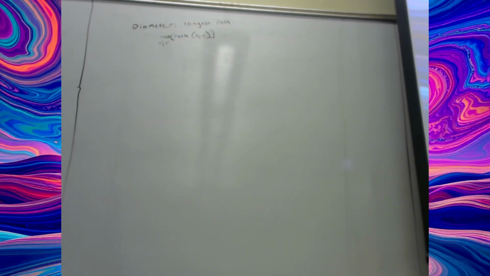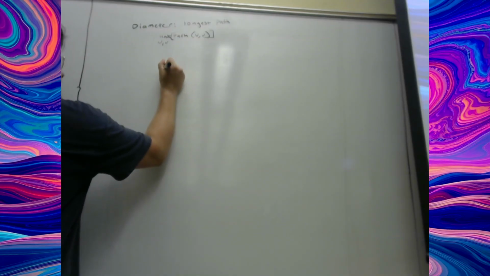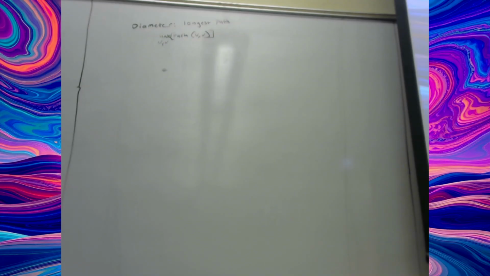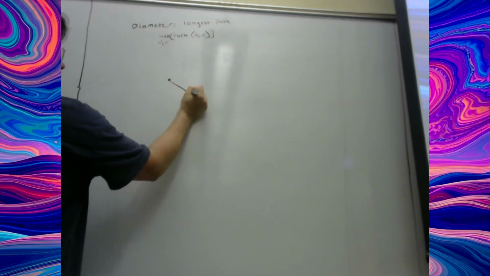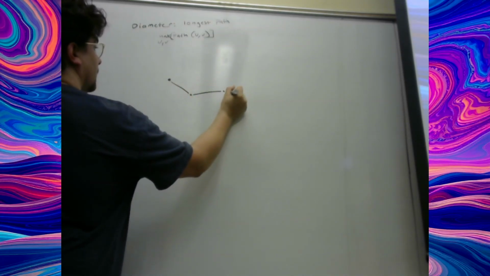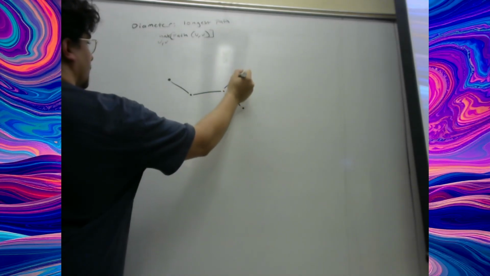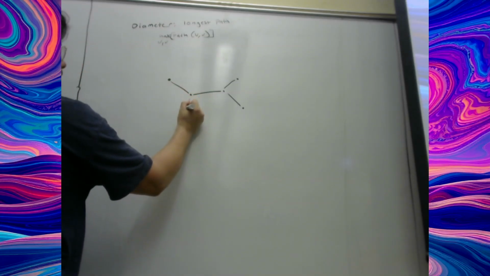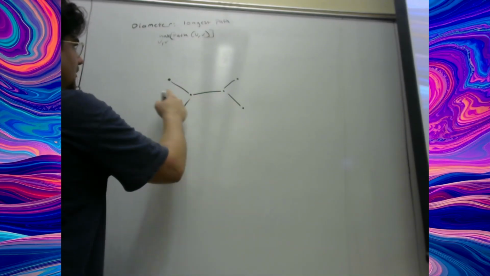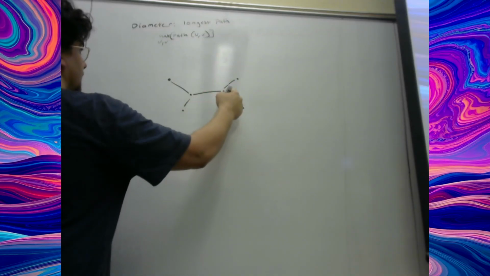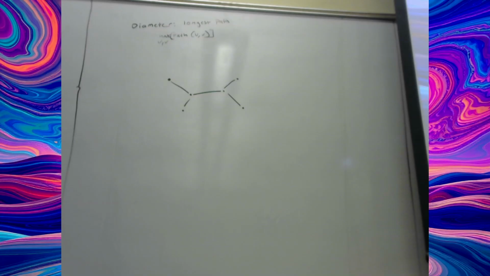Anyways, let me give an example. Let me get a better marker first. So let's take some graph. There are actually four diameters in this scenario, because you can go this length 1, 2, 3, 1, 2, 3, 1, 2, 3, and 1, 2, 3. All those are the diameter.